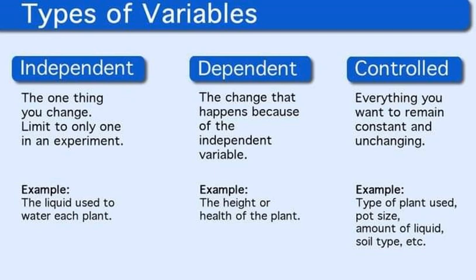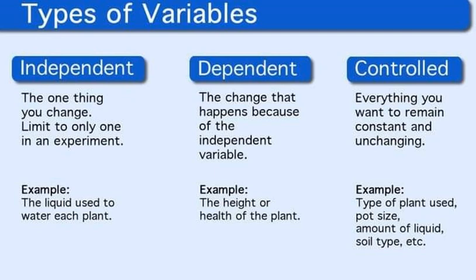The independent variable is a variable which we change. The thing that we usually change, or the variable that is limited to only one in an experiment. For example, if we are experimenting on a plant and we want to see the effect of the liquid used to water each plant, then that liquid will be the independent variable, because the growth of the plant is dependent on the independent variable, or the water. So that will be the independent variable.